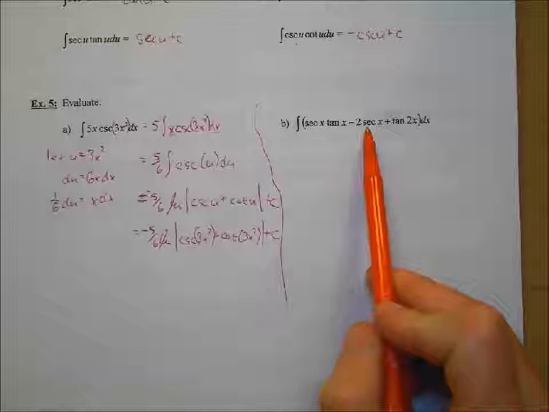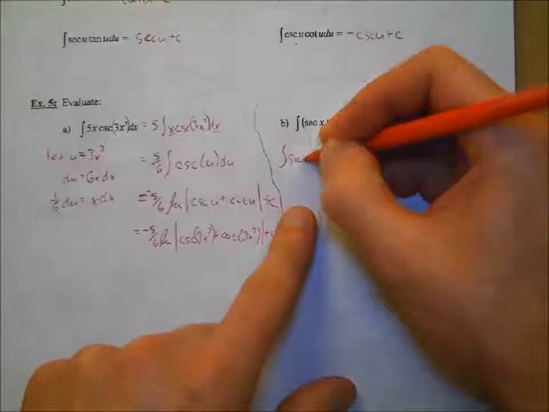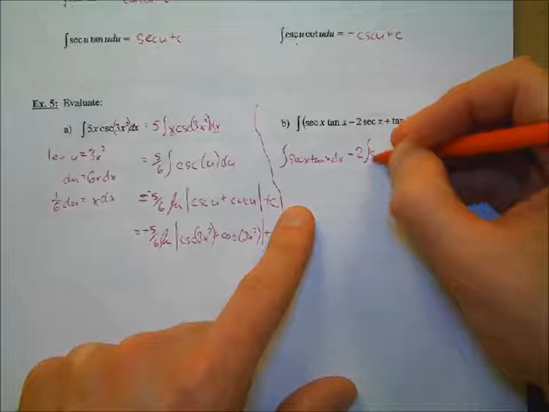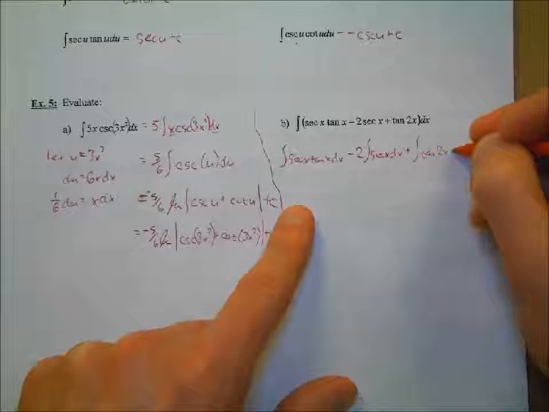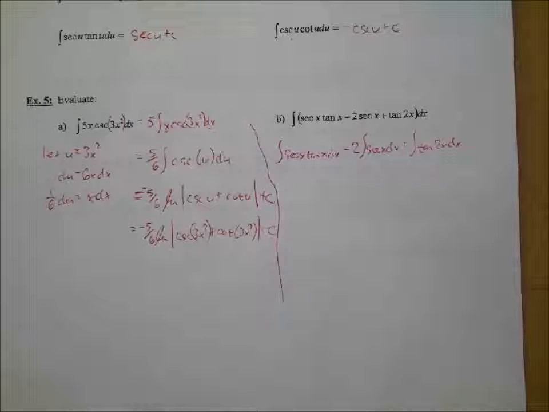Okay. All right, letter B. Integral of secant x times tangent x minus 2 secant x plus tangent 2x dx. Looking at letter B here, what might be a good strategy for us to employ? Break it up. Okay, and how do we know to break it up over what? The subtraction and the addition. Right. We can break this up into 3 separate integrals: integral of secant of x tangent of x dx, minus, I'll pull the 2 out here too, integral of secant of x dx, plus integral of tangent of 2x dx.